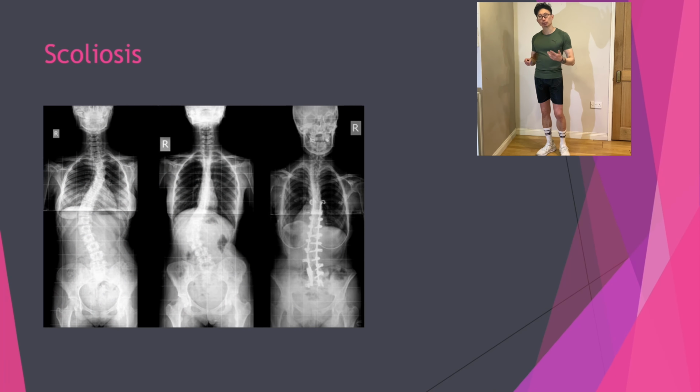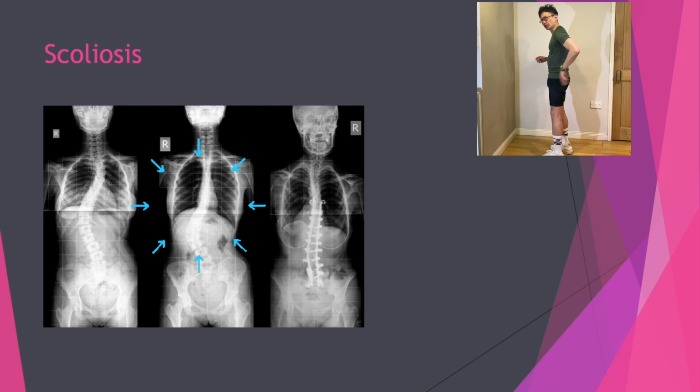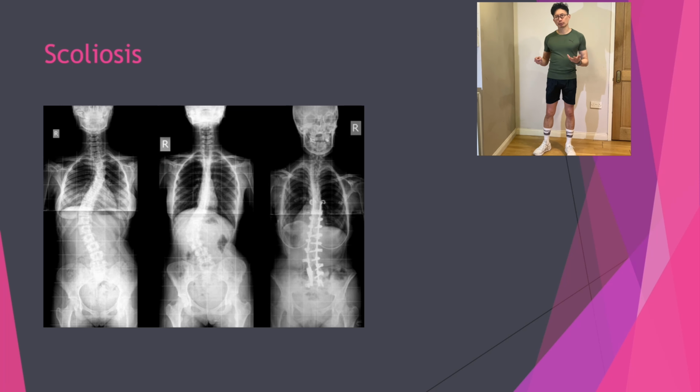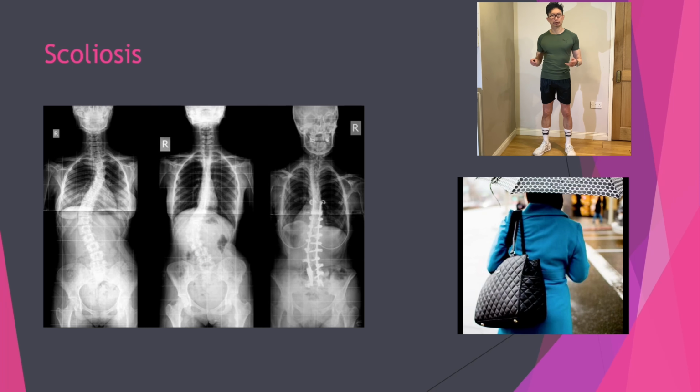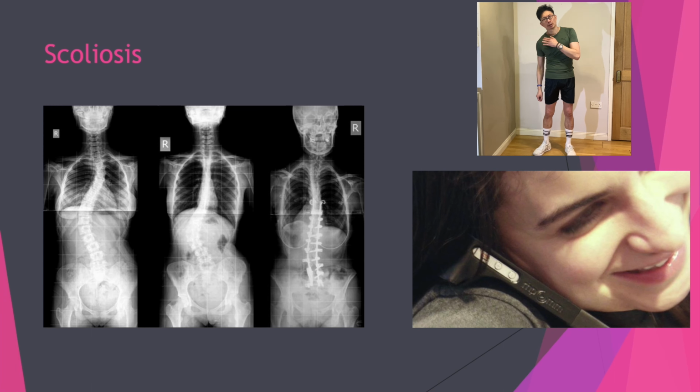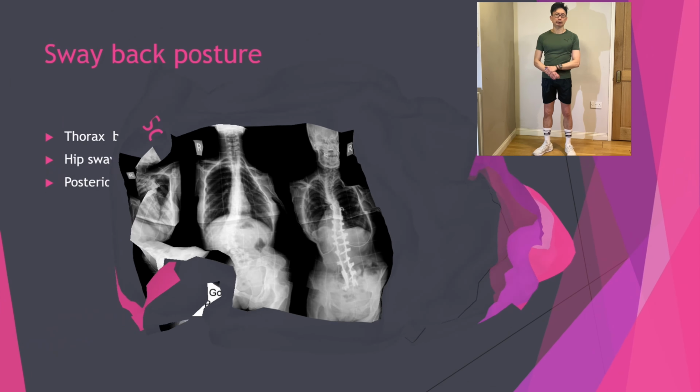Scoliosis is a condition in which the spine bends to the side abnormally, either to the right or left. In recent years, scoliosis has become more common due to modern lifestyle. People who habitually carry heavy bags on one shoulder or who spend a lot of time resting a telephone on one shoulder may have scoliosis.